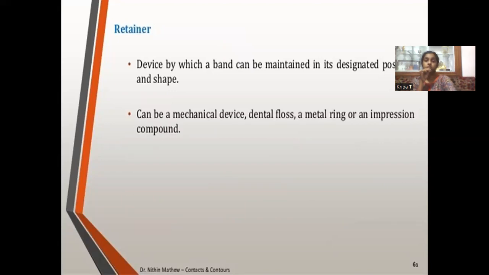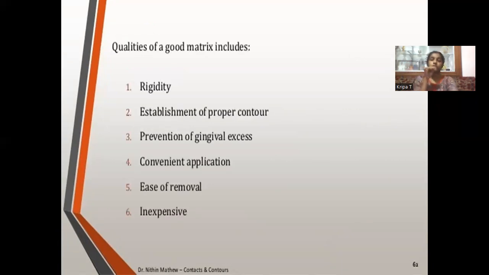Retainer: the device by which a band can be maintained in its designated position and shape. Either it is a mechanical device or it can be a dental floss or an orthodontic wire or even impression compound. These are the qualities of a good matrix. There should be adequate rigidity, help in establishing a proper contour, preventing gingival overhangs, ease of application and removal, and it should be economical.